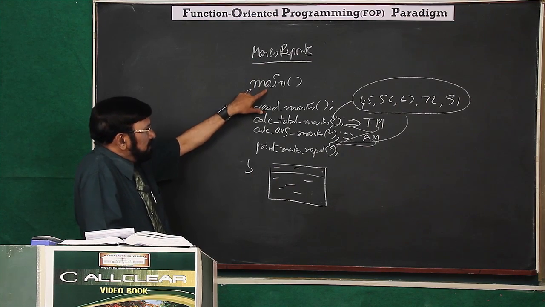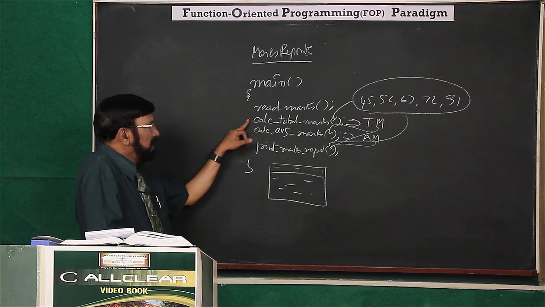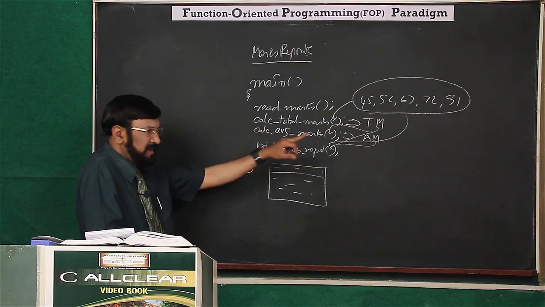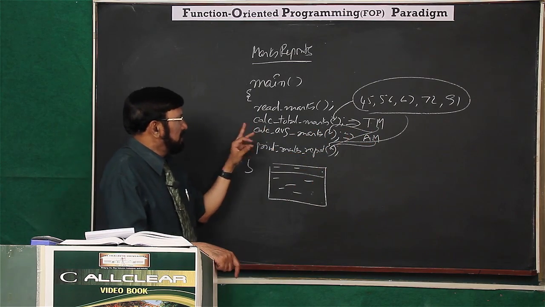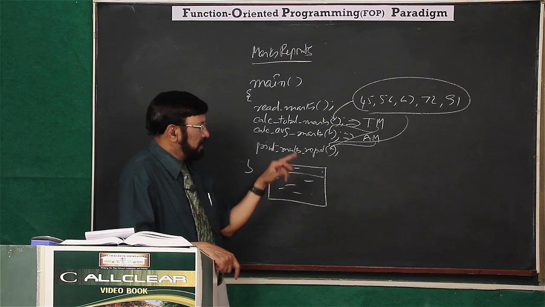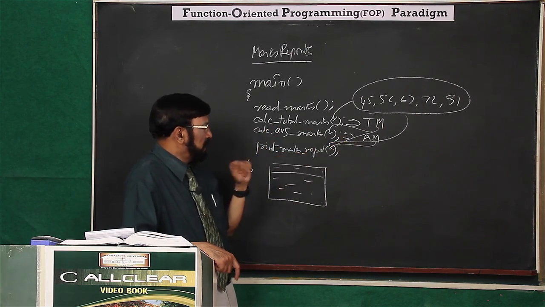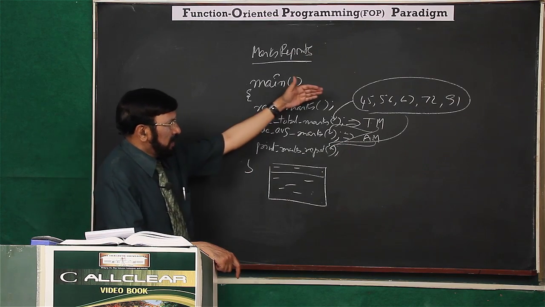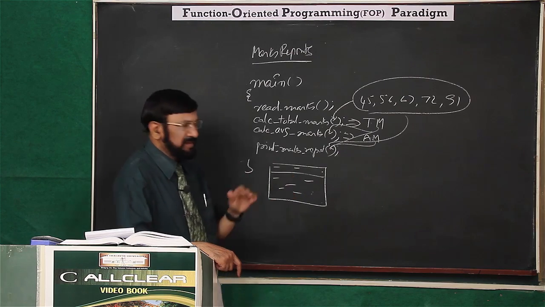Then you see, main called read marks for reading marks. Thereafter main called calculate total marks. Then it calculated total marks and returned. Then main called calculate average marks, and it calculated average marks by total marks divided by 5 and returned average marks. Then print report collected all the data as input and prints the output like this.